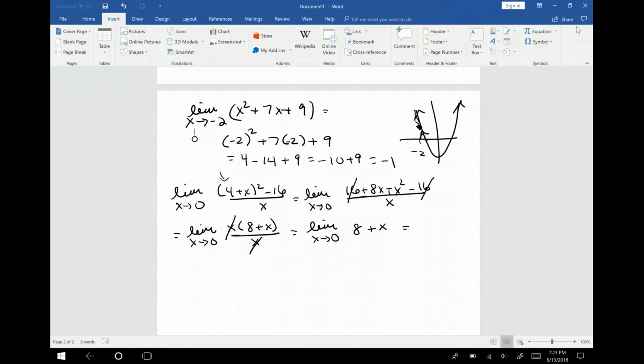And then now we can just take the limit as normal. Like we can try and plug that x in, and then the value of our function, our y value, is going to be equal to 8. So that's what our limit is going to be in this example.